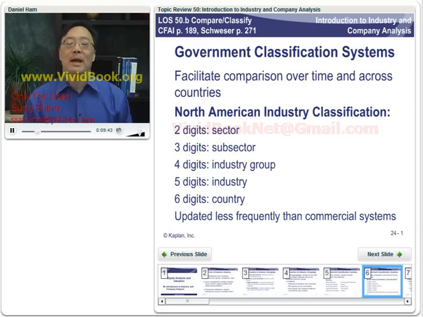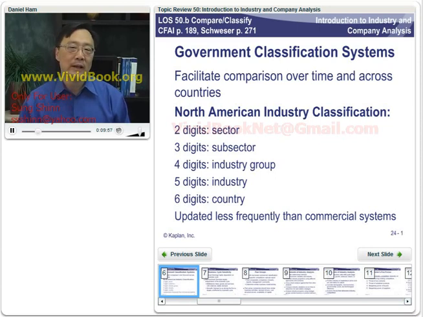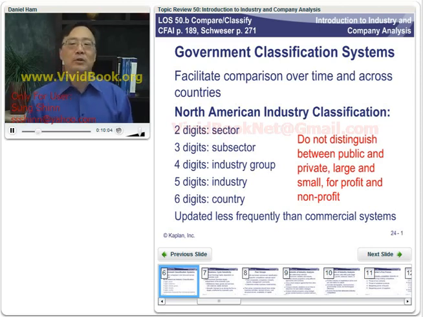But there are 2 drawbacks. The first drawback is that this is less frequently updated than the commercial system. So if there are any buys and sells of different segments of companies, a segment may no longer be related in that classification, and yet it still remains in that group. And they do not distinguish between public and private companies, large or small, or profit or non-profit. So it's difficult to create a peer group if these things are out of date, for this particular purpose.